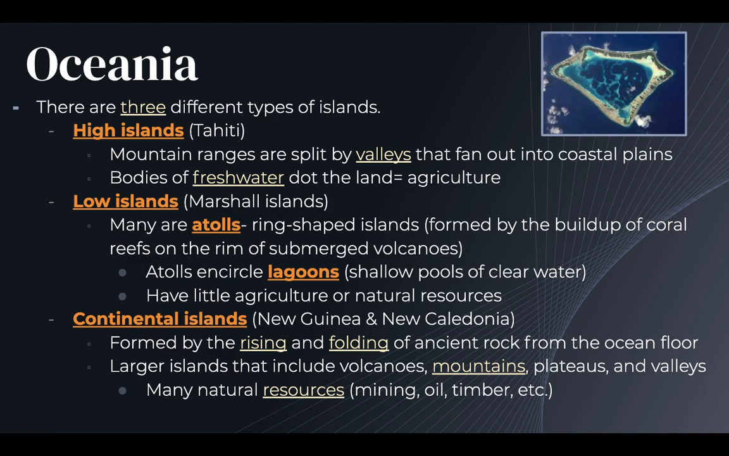These are formed by the rising and folding of ancient rock from the ocean floor. So these are actually made from the tectonic plates moving, okay? And so these are usually larger islands that would include volcanoes. They'll have mountains, they'll have plateaus, valleys. Oftentimes they'll even have rivers sometimes. And they have a lot of natural resources on these islands.